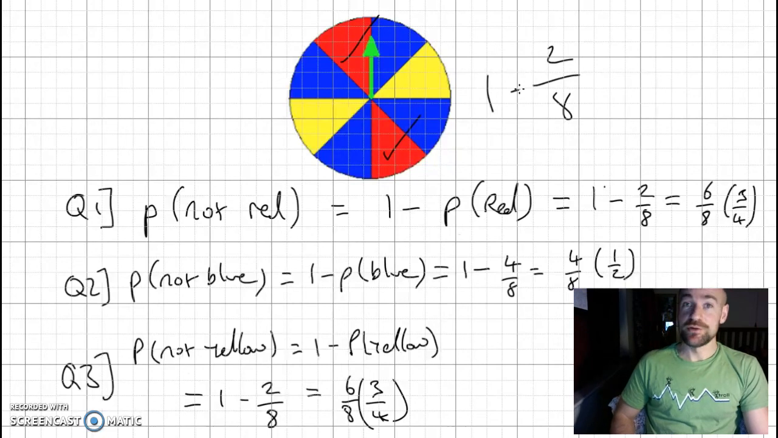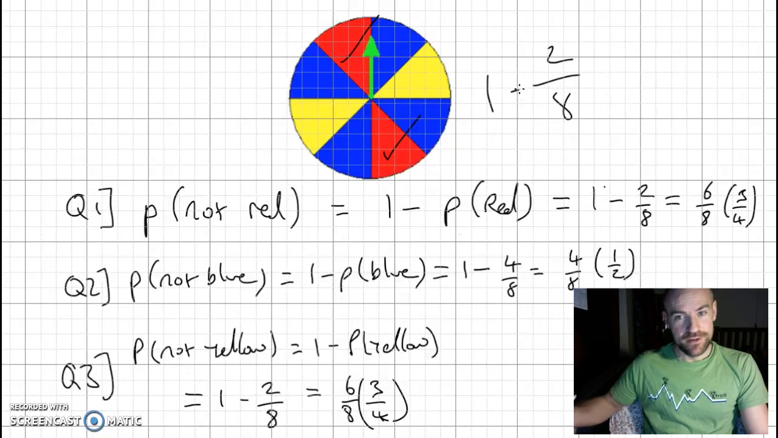Just a quick recap for you there on how to calculate the probability of an event not happening.